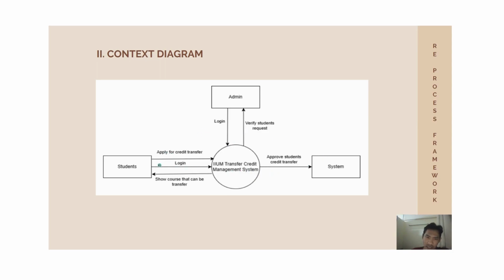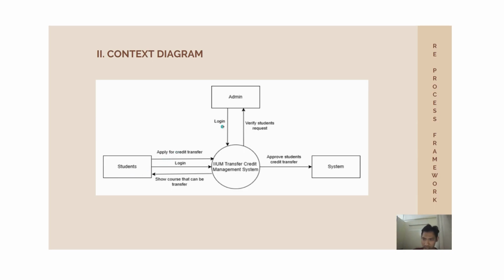For example, the student can apply for credit transfer, where all information regarding credit transfer comes from the students. Students make an input, and when trying to apply, it will go to the IIUM transfer credit management system. The same goes with the login. And then the system will transmit information, such as showing the courses that can be transferred, to the student.